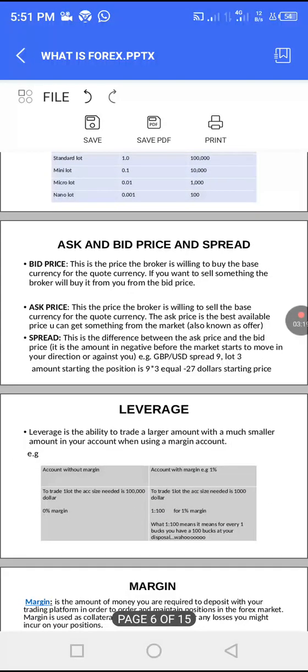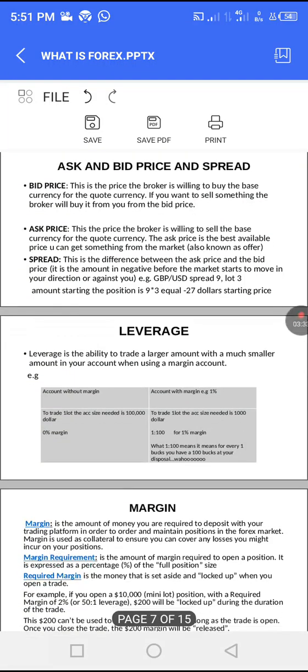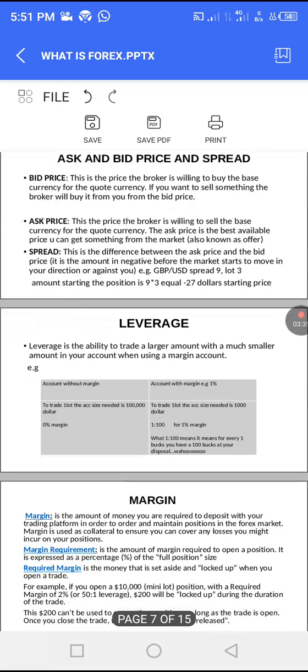Ask and bid price and spread. Bid price. This is the price the broker is willing to buy the base currency for the quote currency. If you want to sell something to the broker, they will buy it from you at the bid price. Ask price. This is the price the broker is willing to sell the base currency for the quote currency. When you want to buy things from the broker, he will sell it to you at the ask price.